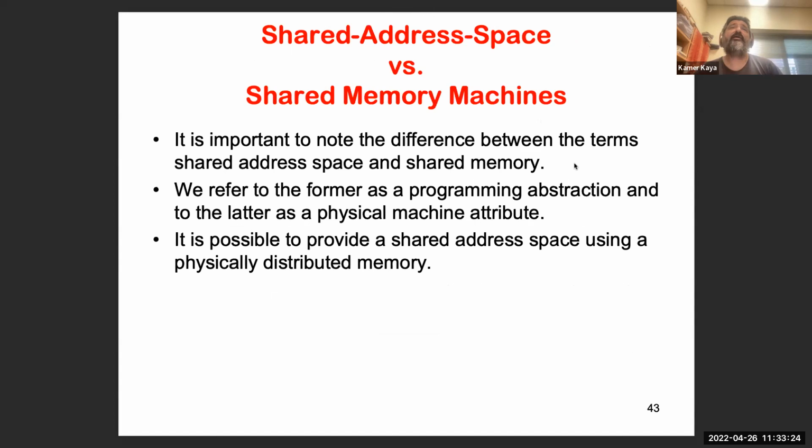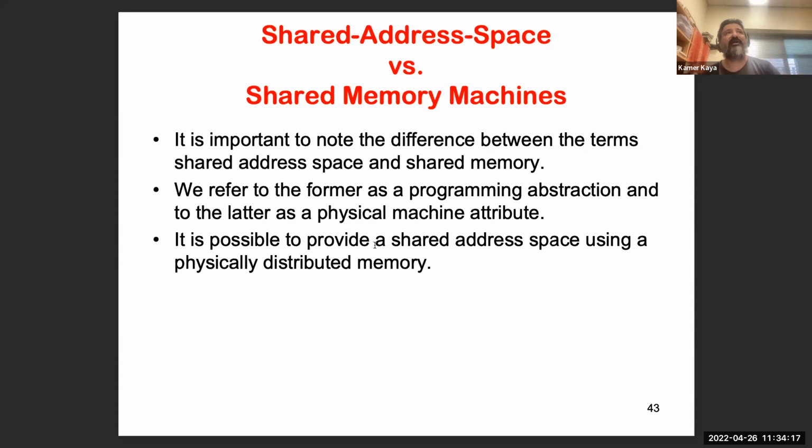So it is 11:30. It's important to note the difference between the terms shared address space and shared memory. We refer to the former as a programming abstraction, and the latter is a physical machine attribute. Even if you have multiple nodes which do not share memory, so there are different physical memories, you can have libraries on top of this system which unify these physical memory locations, and you can program it like a shared address space machine. You can say, I want to access that address, but that address can be on another machine, but you don't know it, so it's abstracted.